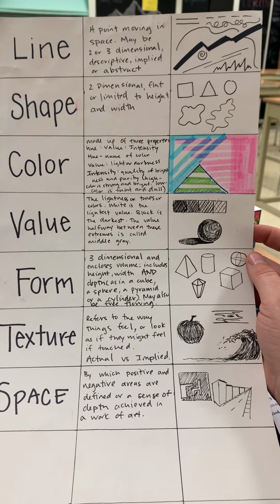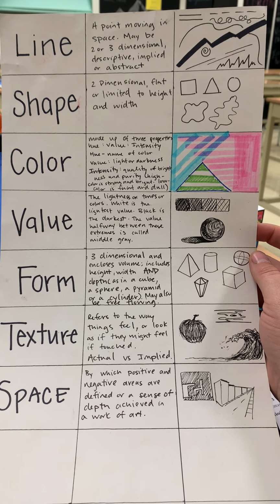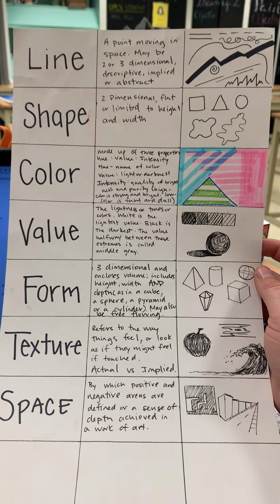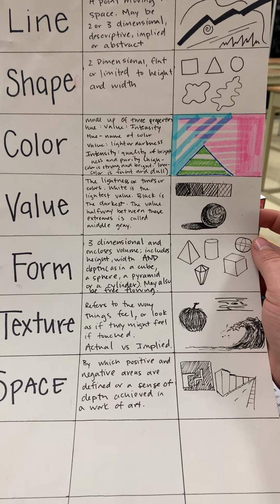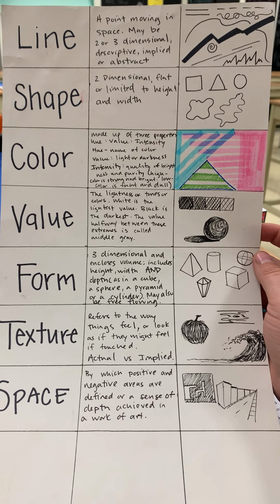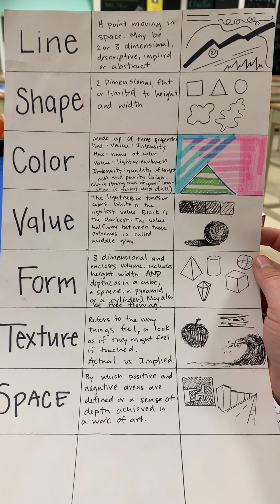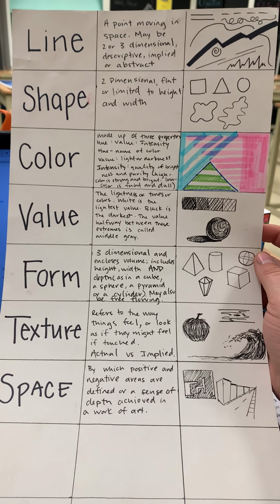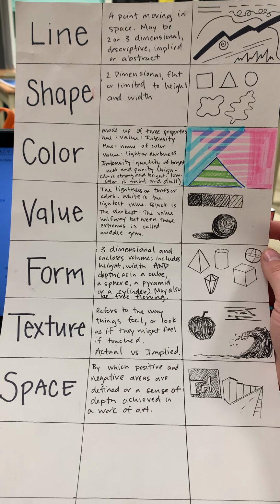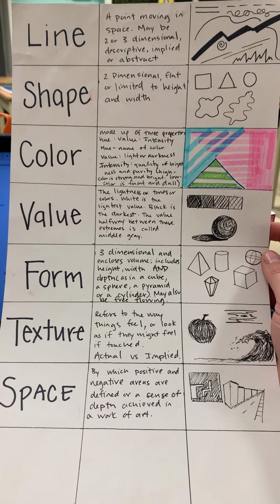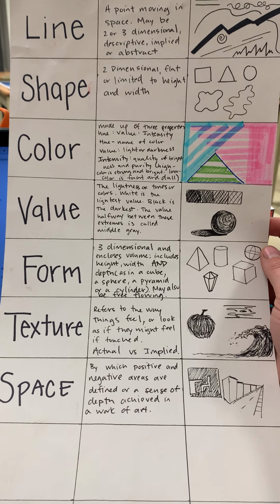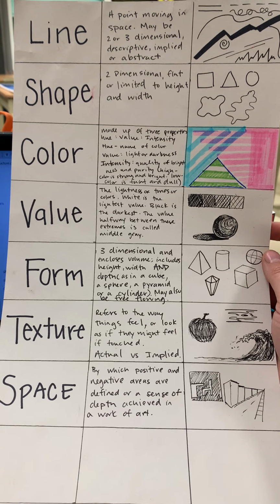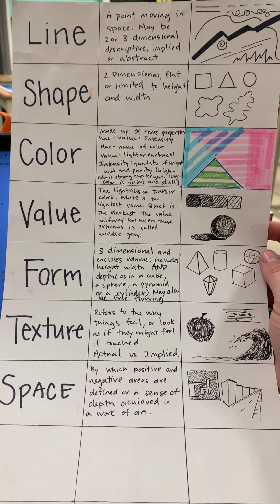Shapes, there are 2 kinds. You have organic, which are the squiggle, like gloopy kind. There's no straight lines in organic. And then you have your normal shapes, so your geometric, which are like your square, triangle, circle. And shapes are basically a 2-dimensional flat object. It's limited to height and width, meaning there's no dimension to it.